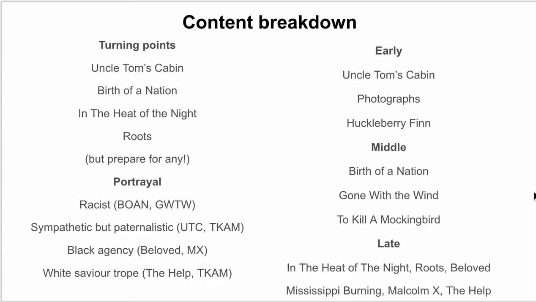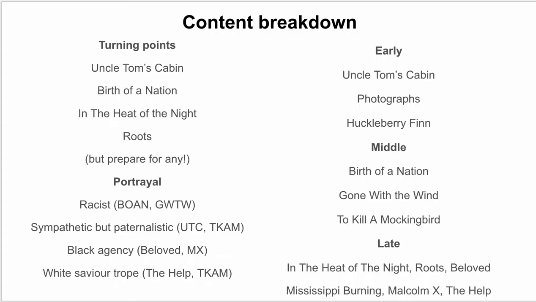You could get a question on how the portrayal changes, portrayal of Black Americans, portrayal of civil rights issues, portrayal of race relations. So I've just put some ideas here. You could have a paragraph on kind of racist portrayals like Birth of a Nation or even Gone with the Wind. You could have a paragraph on sympathetic but kind of paternalistic portrayals like Uncle Tom's Cabin or To Kill a Mockingbird. You could have a paragraph on maybe Black agency, where it's much more about Black Americans having their own agency, which maybe Beloved is the best example of, or the Malcolm X film.